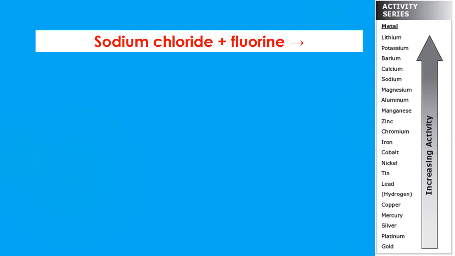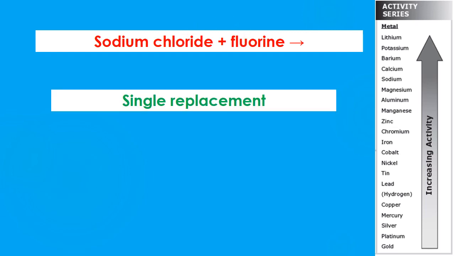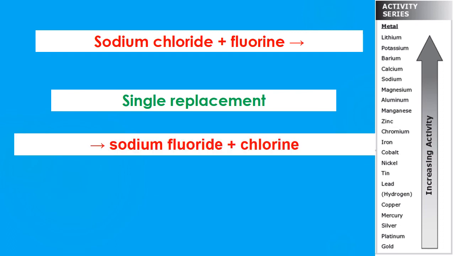Look at your periodic table, you see that fluorine is more reactive. Remember, it's more electronegative. It's also more reactive than chlorine. So fluorine is going to replace the chlorine. So that means we have a single replacement or a single displacement reaction. So we're going to get sodium fluoride and chlorine as our products.